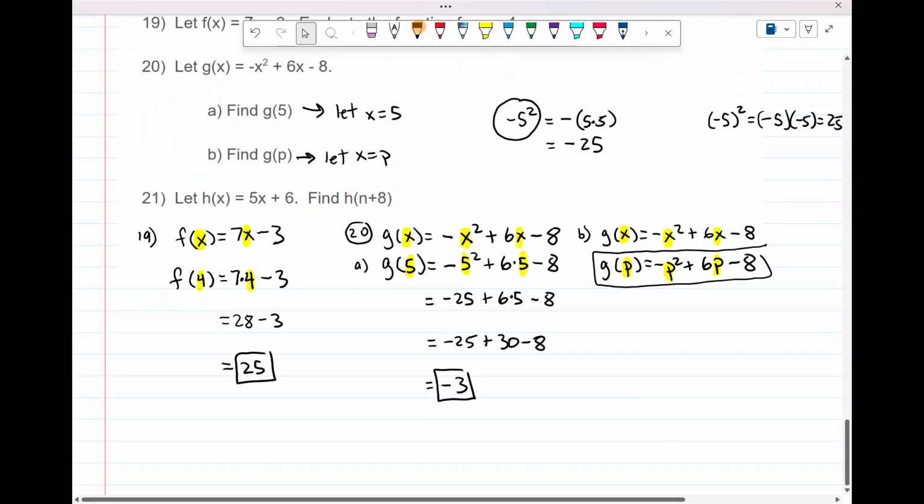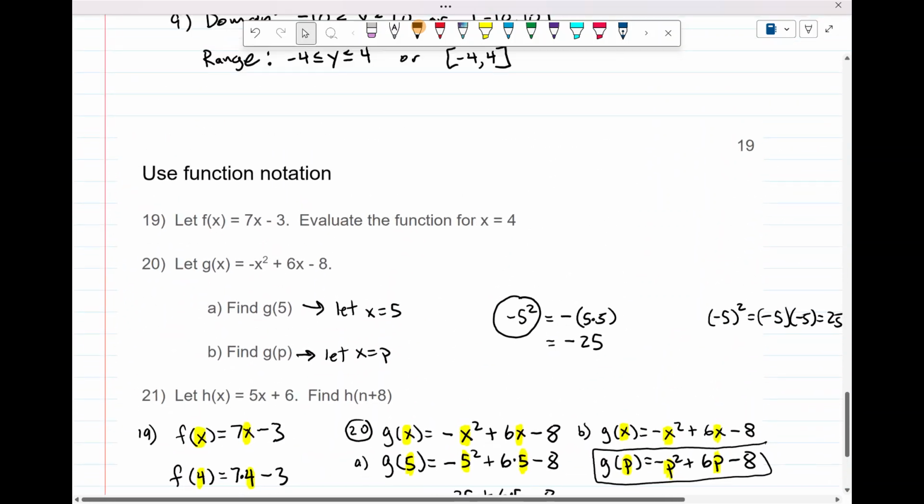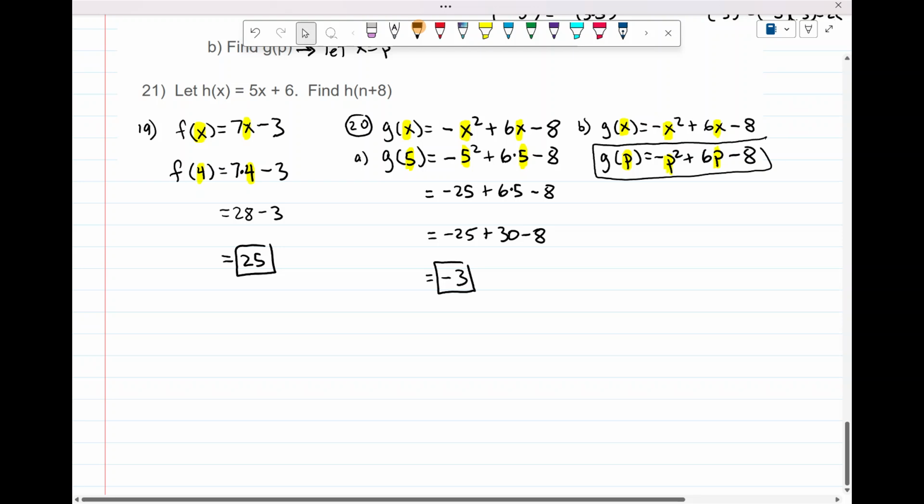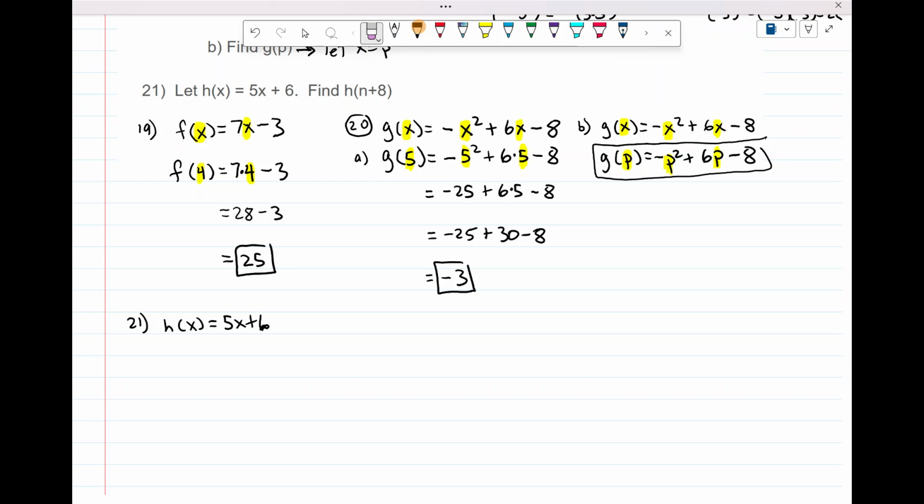All right, let's go ahead and do number 21. 21 is an interesting one, but again, the process will be exactly the same. First, we're going to write down what the function is. And notice this time we're trying to find h of n plus 8. That means we are going to let x equal n plus 8. So anywhere that I see an x, I'm going to replace it with n plus 8.